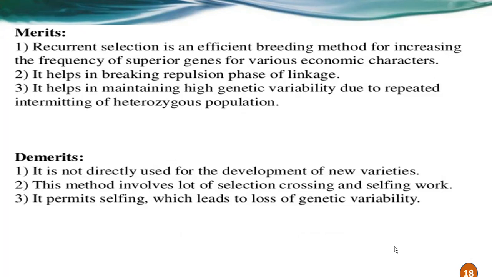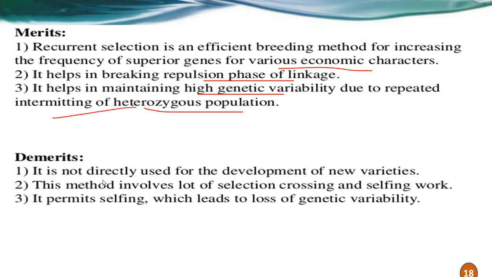So what are the merits of recurrent selection? Recurrent selection is an efficient breeding method for increasing the frequency of superior genes for various economic characters, and it helps in breaking the repulsion phase of linkage, and it helps in maintaining high genetic variability due to the repeated intermating of the heterozygous population.